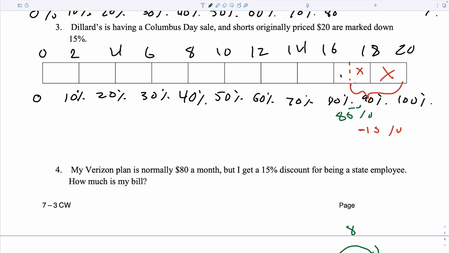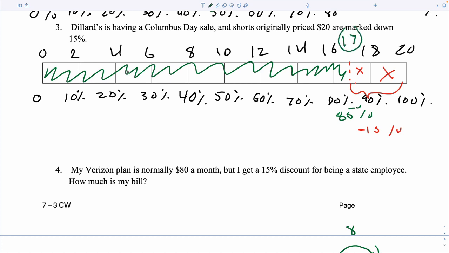So if I'm paying 85% of this thing, there's some number in between 16 and 18 that I end at. What number could be in between those two numbers? Abraham, keep going. What number is in between 16 and 18? That's your answer. If you have a percentage that lands in between 70 and 80 or 80 and 90, you have to find a number in between these two. $17 would be your answer.